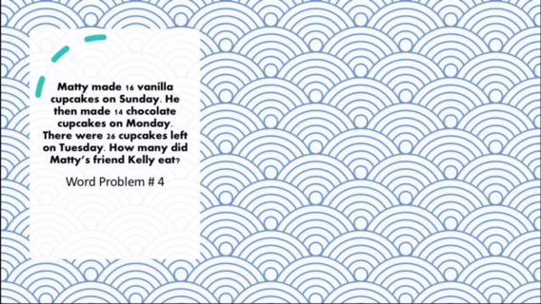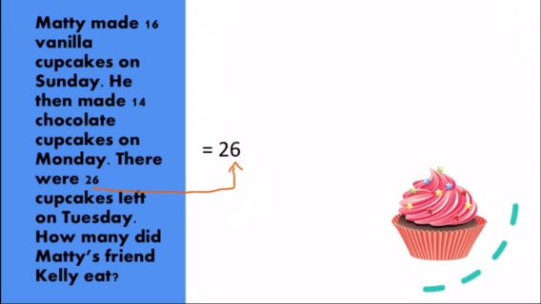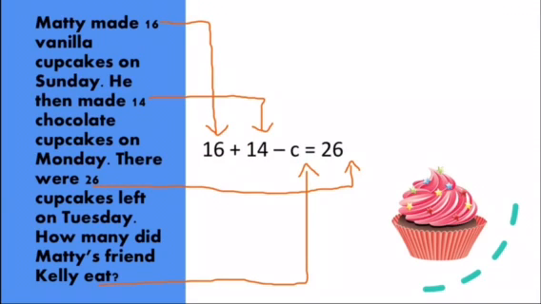Our fourth word problem is this. Maddie made 16 vanilla cupcakes on Sunday. He then made 14 chocolate cupcakes on Monday. There were 26 cupcakes left on Tuesday. How many cupcakes did Maddie's friend Kelly eat? First, we write what we know. 26 is on the right side of the equation because that is how many is left after all of the addition and subtraction. Our full equation is 16 plus 14 minus c equals 26. C represents the number of cupcakes eaten.